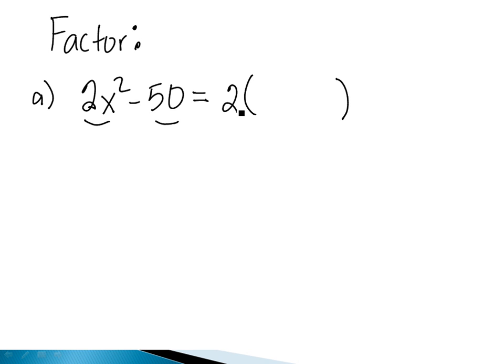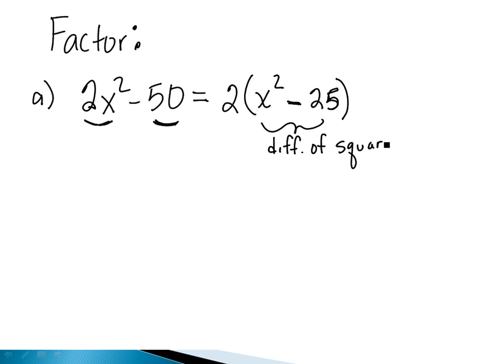2 times what will give you back the 2x squared? The x squared. 2 times what will give you that minus 50? That negative 25. And see what emerges here? A difference of squares. Therefore, you have not factored completely just yet.